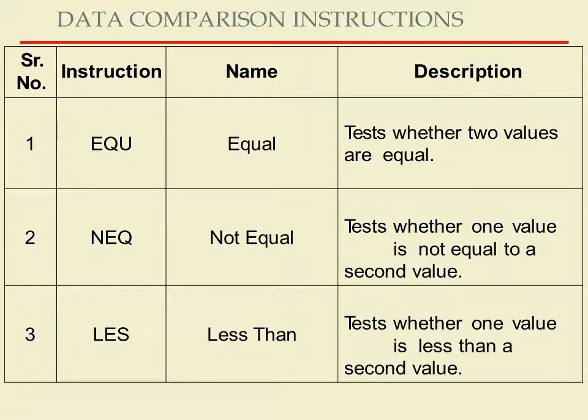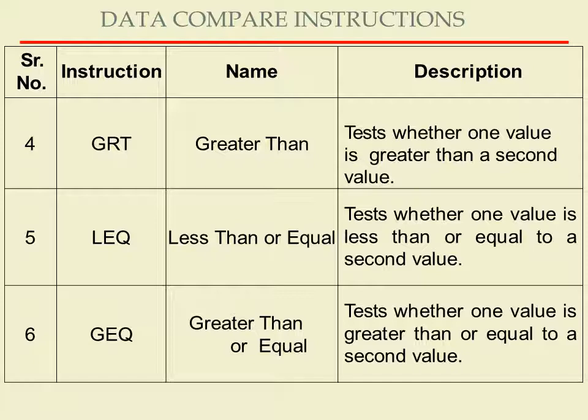The next type is data comparison instruction. Here are some data comparison instructions. The first one is EQU, that is equal. It tests whether two values are equal. Next is NEQ, that is not equal. It tests whether one value is not equal to a second value. Third is LES, that is less than. It tests whether one value is less than a second value.